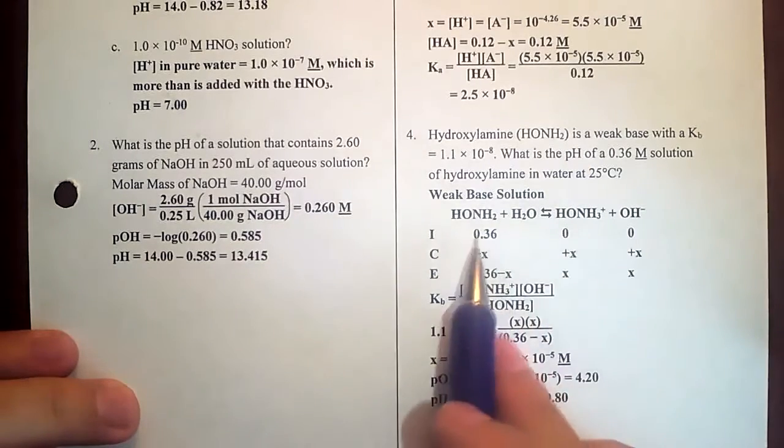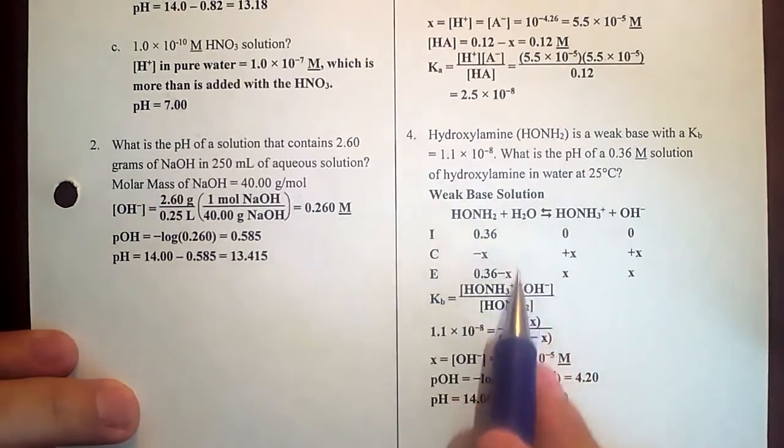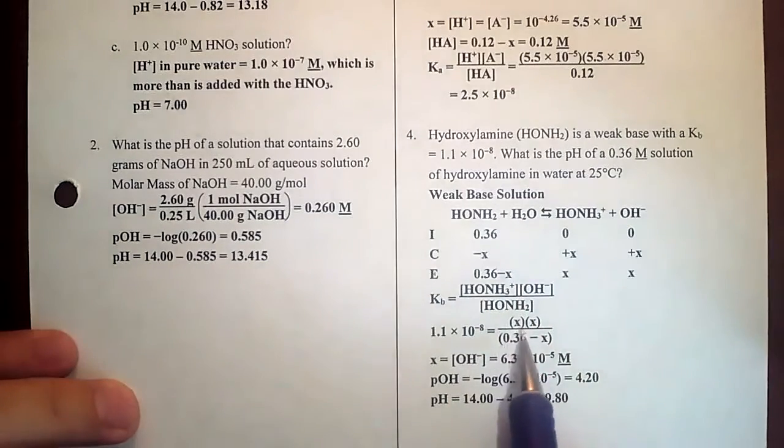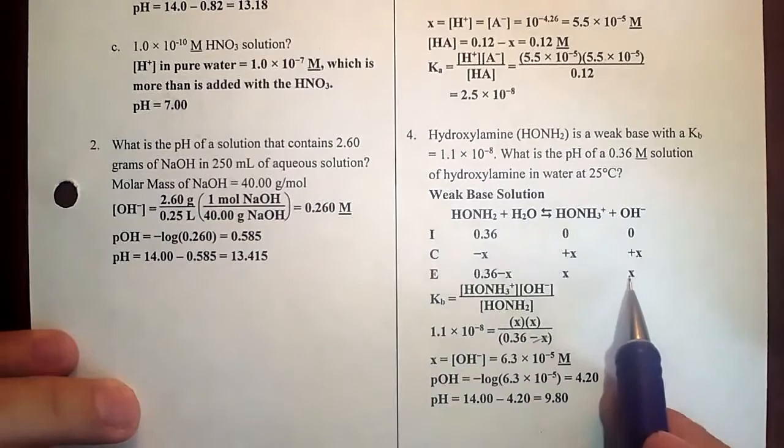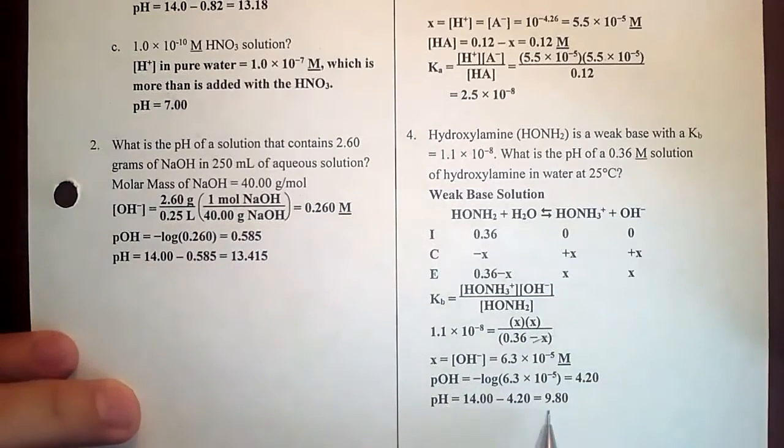Set up an icebox. One of these creates one of those and one of those. This doesn't have a molarity, so that column is blank. Products over reactants to the power of the number in front. This number is too small, forget it. Solve for x, that is the value of OH minus, and then our standard math to find pH.